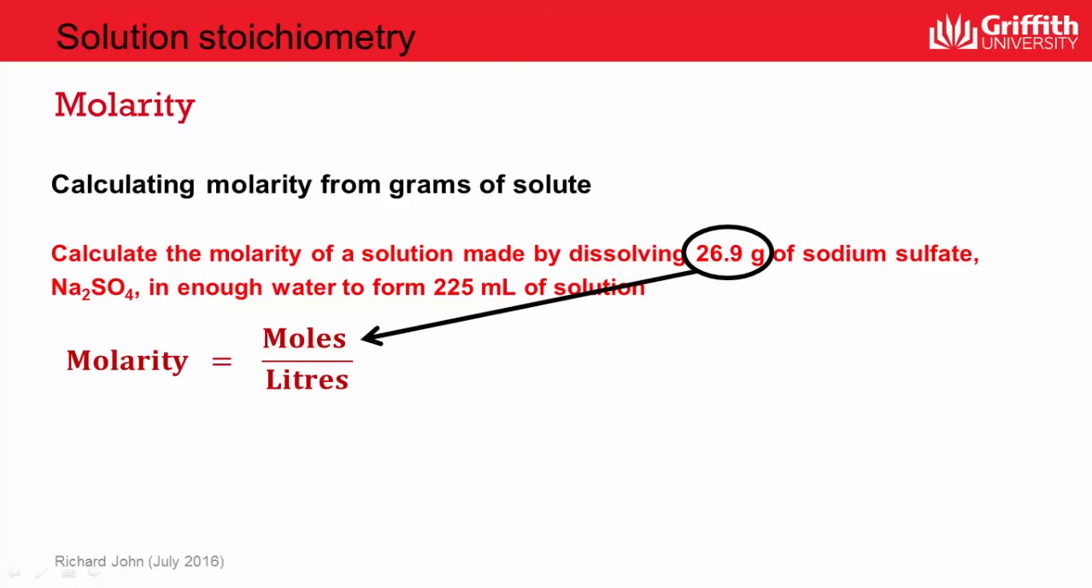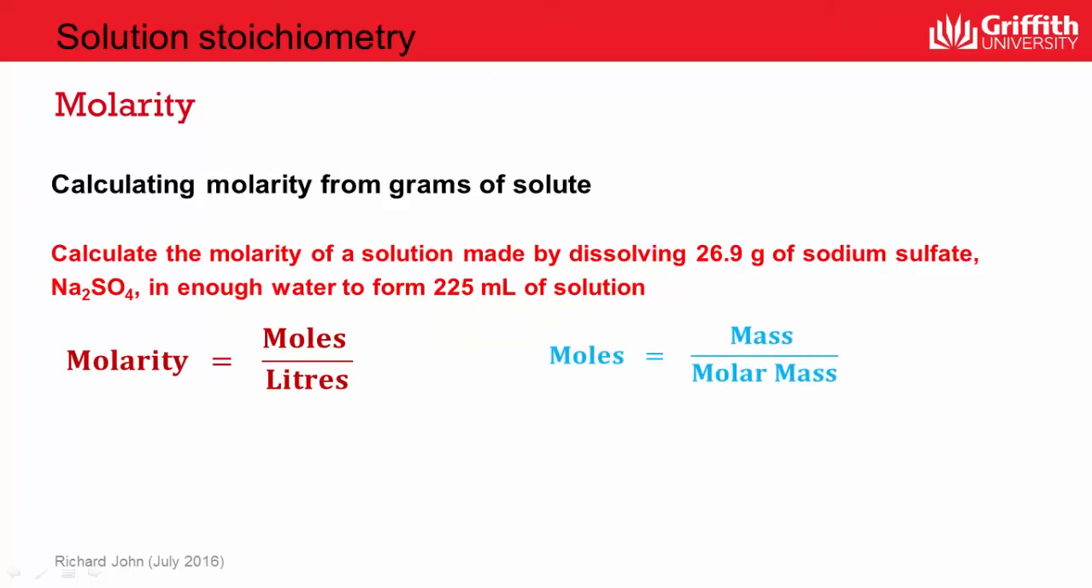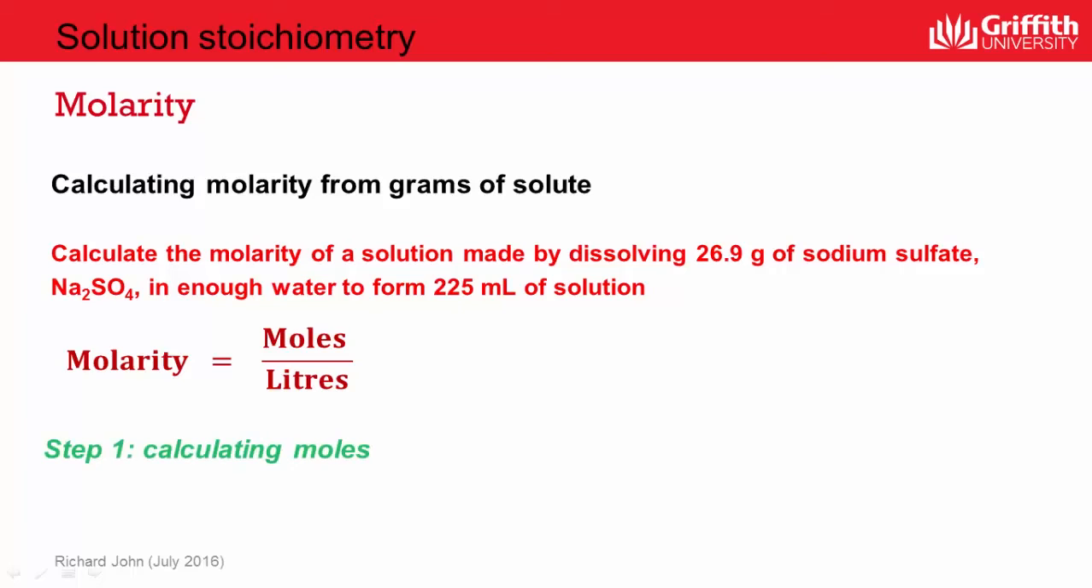It does give us the mass, and we know that we can relate the mass to the moles through the molar mass equation. So 26.9 grams of sodium sulfate can be converted to moles of sodium sulfate by dividing by the molar mass of sodium sulfate. We also know that the 225 millilitres can be converted using our unit conversion approaches into litres. And so we're going to have to do both those steps in order to calculate the molarity.